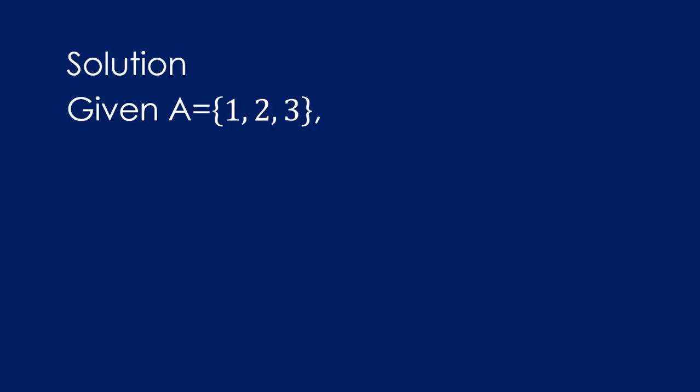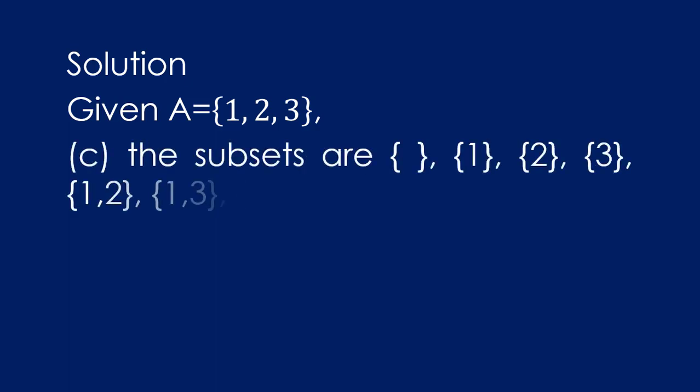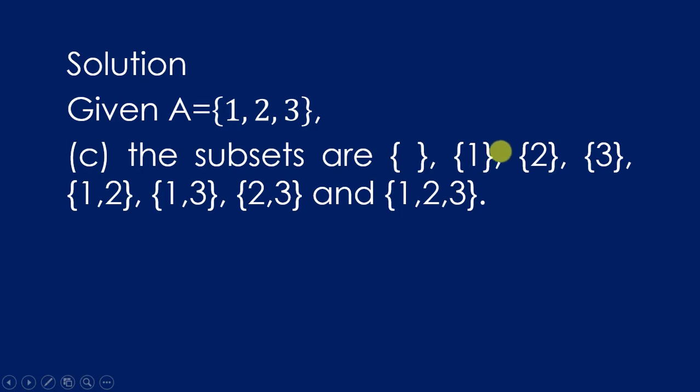Now let's look at the subsets. We already know that A is a set that contains elements 1, 2, and 3. Okay, so the first we can do is to look at the fact that the empty set is a subset of all sets. So we can simply say that the subsets are the empty set, 1, 2, 3, 1 and 2, 1 and 3, 2 and 3, and of course 1, 2, 3.